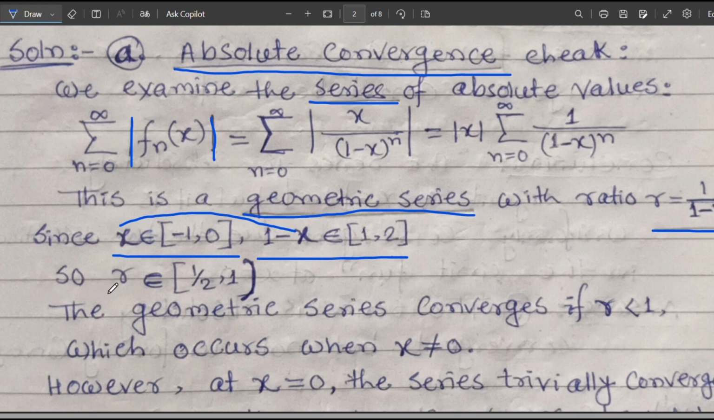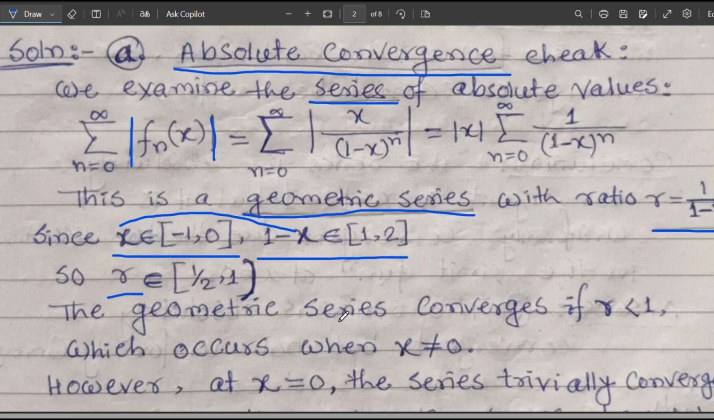So what will r become? Put the 1 - x values here. With 1, we get 1/1, which is 1. When we put 2 in place of 1 - x, it comes to 1/2. So the r value varies from 1/2 to 1. Any value between these can be taken by r.